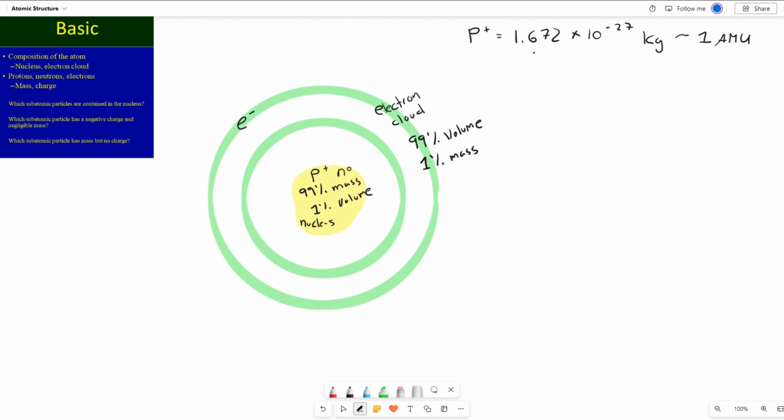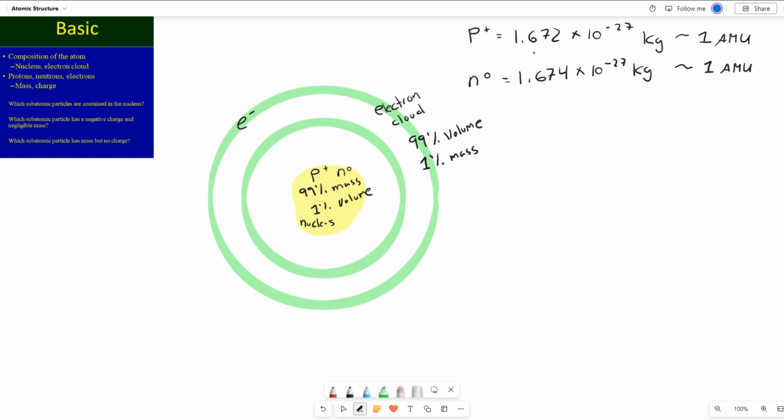Now a neutron is actually slightly heavier than a proton. A neutron weighs about 1.674 times 10 to the negative 27 kilograms, but they're pretty close in mass. So they say a neutron also weighs about 1 atomic mass unit.